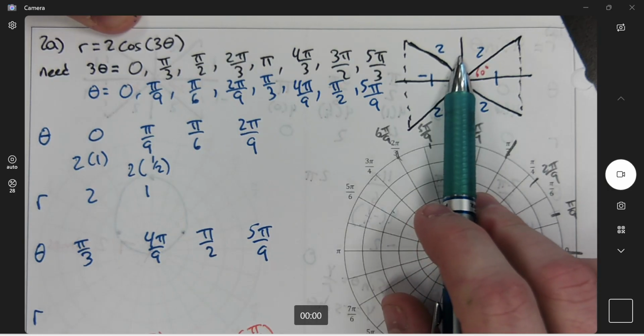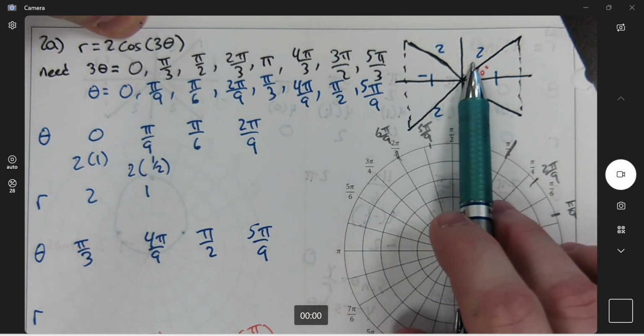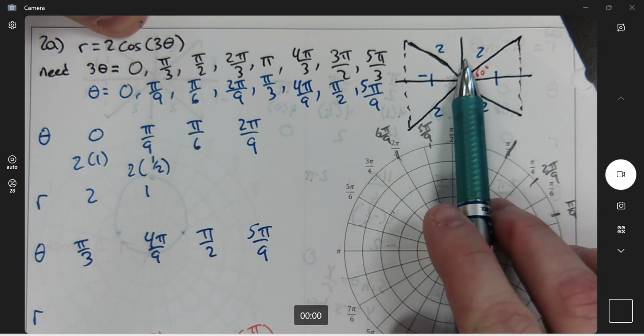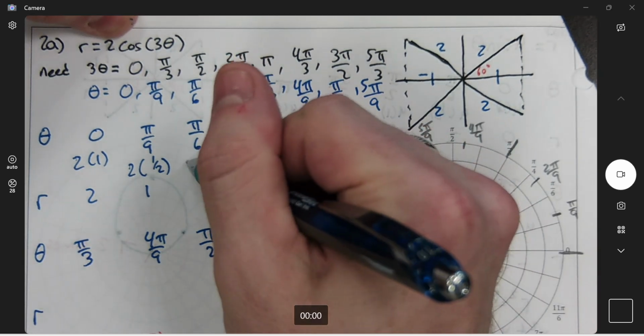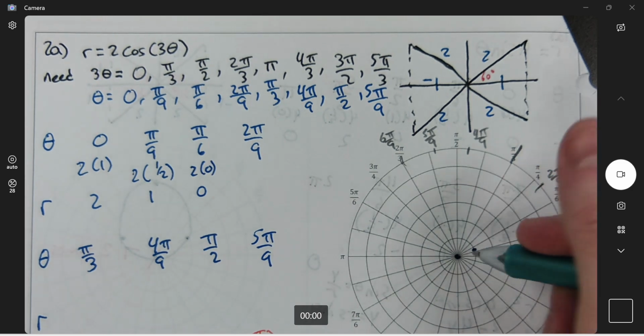Cosine, no, pi over 2. I saw the 3. If you input pi over 6, you're evaluating cosine at pi over 2. Cosine at pi over 2 is 0. So this is 2 times 0, or 0. That, ladies and gentlemen, is the pole.